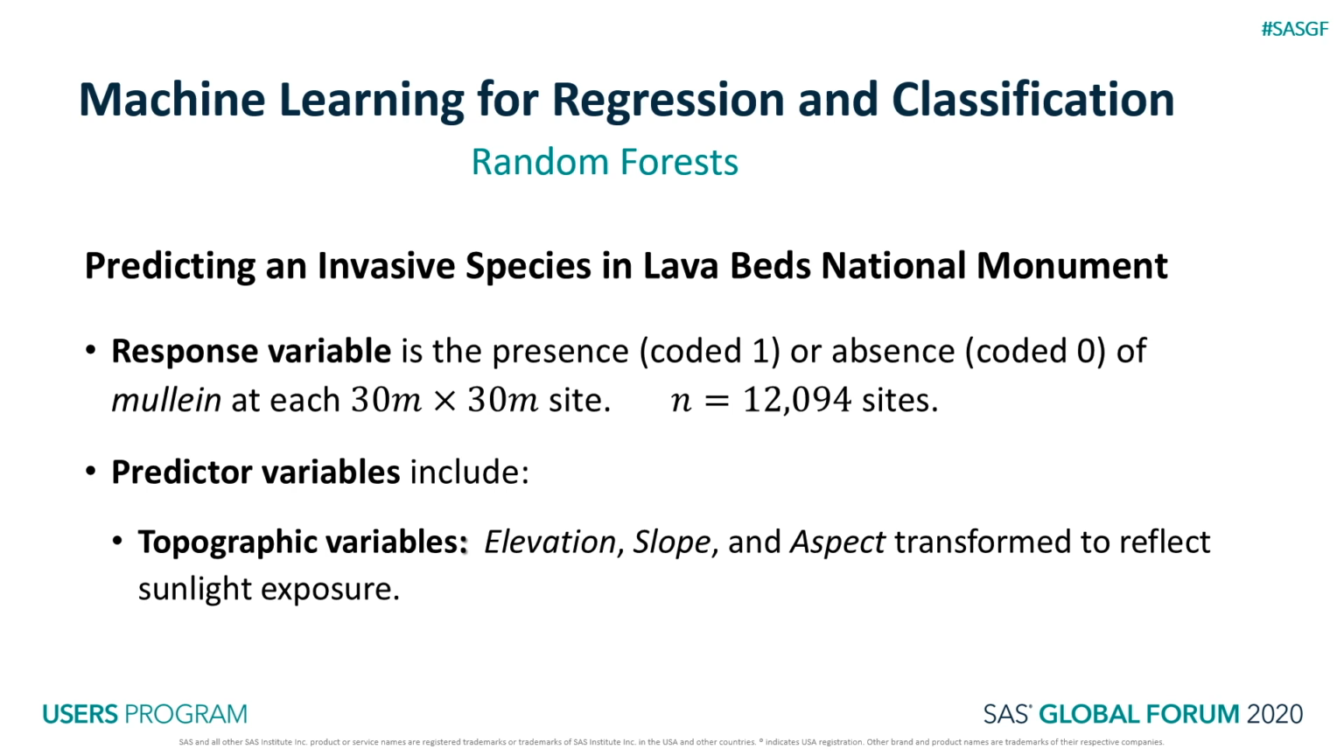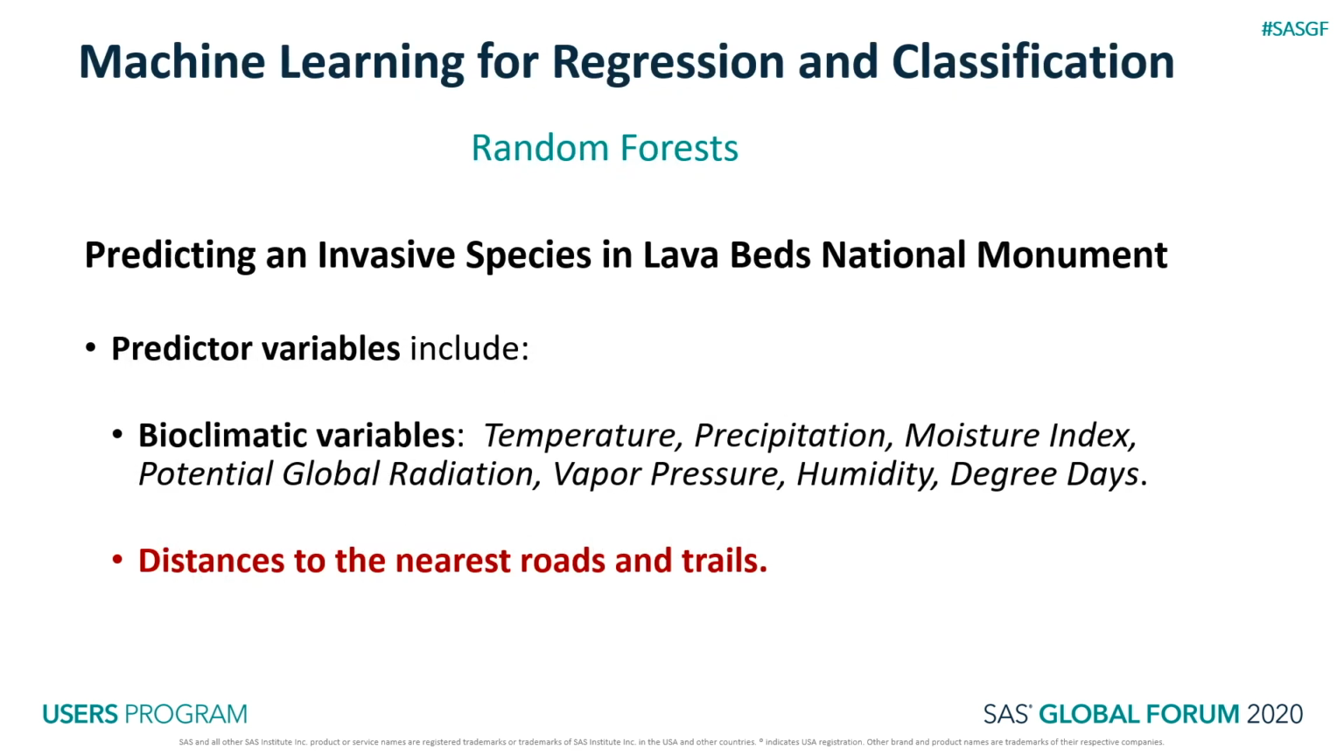We had a lot of predictor variables, so they include topographic variables such as elevation, slope, and aspect. And they include what we call bioclimatic predictors, so temperature, precipitation, moisture index, potential global radiation, vapor pressure, humidity, and degree days. And then we also had the distances from every single one of these 30 meter by 30 meter pixels to the nearest road or trail. I've put that in red because that turns out to be very important in these analyses.